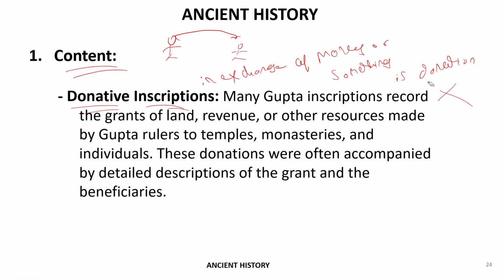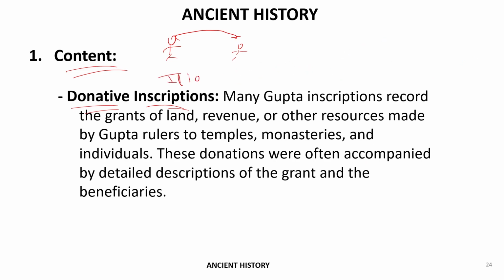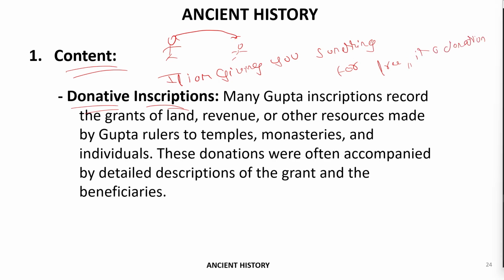Okay, it is a form of trade. Got it? So what is donation? If I am giving you something for free, then it is a donation. You have donated, then it's a donation. Got it? So basically, the first type of inscription which we have is the donative inscription.